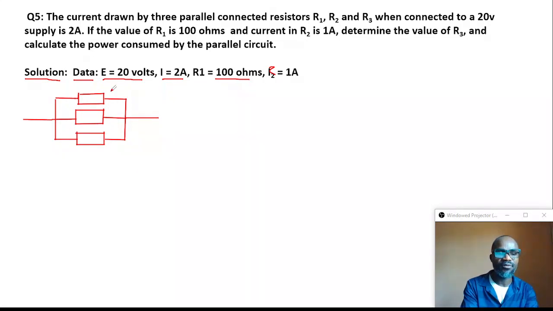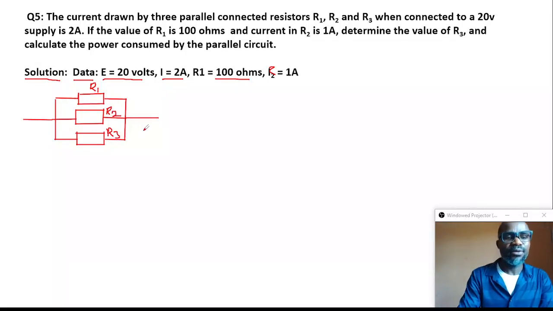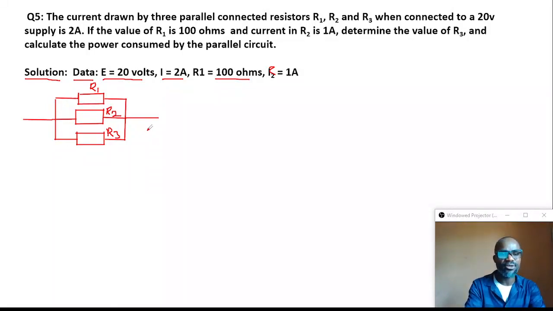So we have R1. Already we know the value of R1, so we will not waste time here. We have our R2, and we know the value of R2. We also have R3. We are going to find the value of R3, and then finally determine the current passing through R2 and the energy consumed by the entire circuit. So let's quickly complete this.